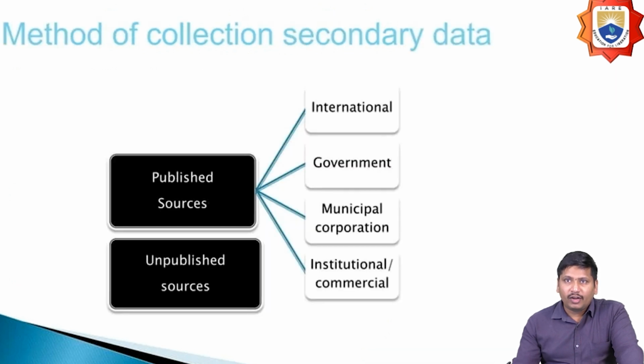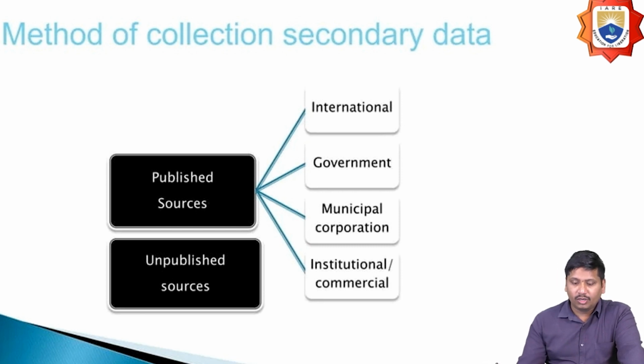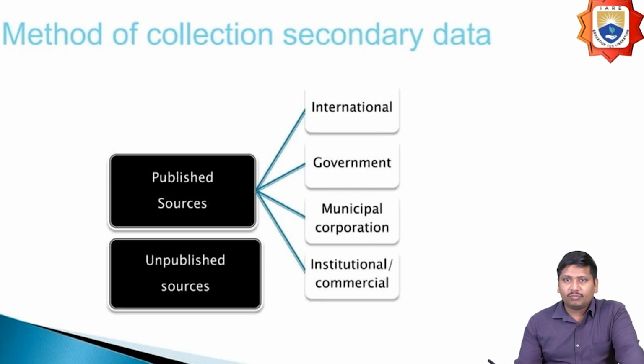What are the methods that are available for collecting the secondary data? For that we have two types of sources: published sources and unpublished sources. The published sources are those we get from international agencies, institutions or bodies, from the government, and from the municipal corporation for institutional or commercial purposes. All of this is treated as published sources, and the data we collect through unpublished sources is treated as the primary one. So the data we gather from published sources will be international, government, municipal, institutional or commercial.